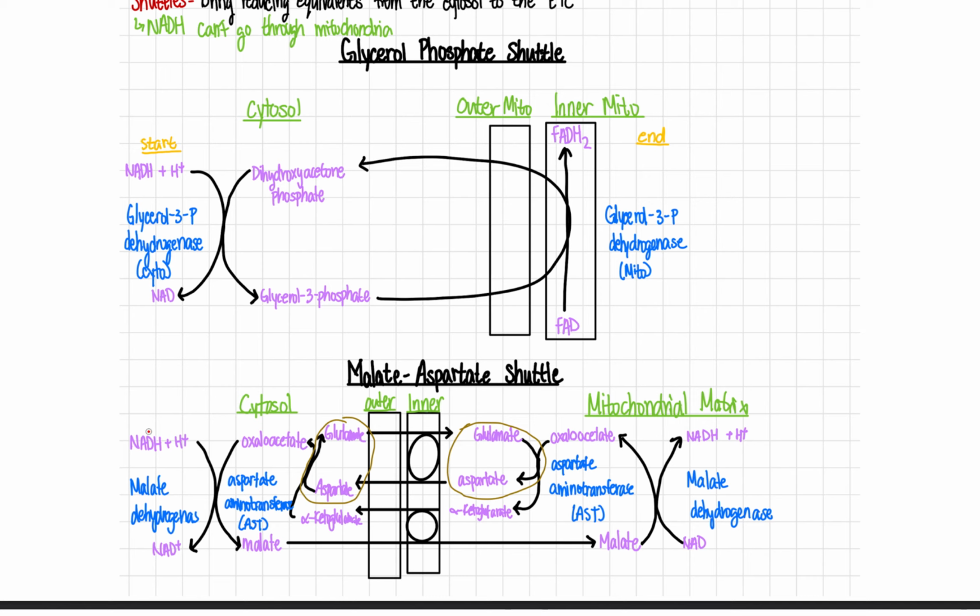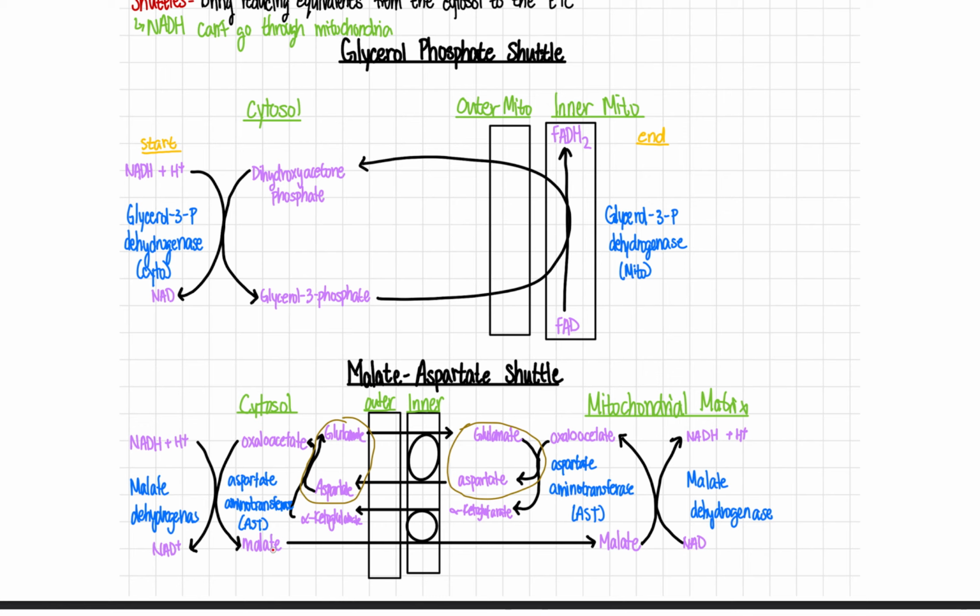So malate aspartate shuttle. What's happening here is NADH is going to go to NAD at the same time as oxaloacetate going to malate. In this process, there's actually going to be two different enzymes doing this. So malate dehydrogenase is what's taking NADH to NAD, and aspartate aminotransferase is what's taking oxaloacetate to malate. So NADH is going to NAD and oxaloacetate is going to malate via these two different enzymes, malate dehydrogenase and aspartate aminotransferase. And this is occurring in the cytosol.